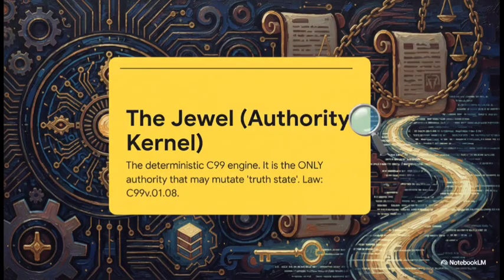And just look at the language here. The jewel is described as the only authority that can change what the system sees as truth. It's built on C99, which is a super stable, low-level language, and its law is even given a version number. This isn't just a program, it's a legal framework that's designed to be absolute and unchanging.